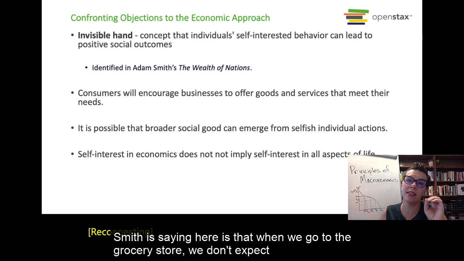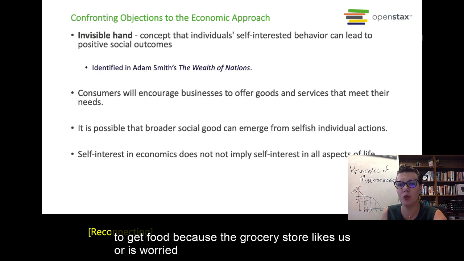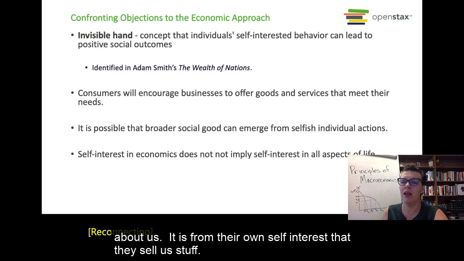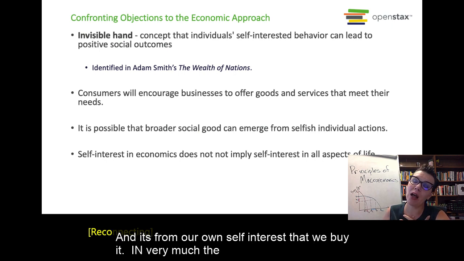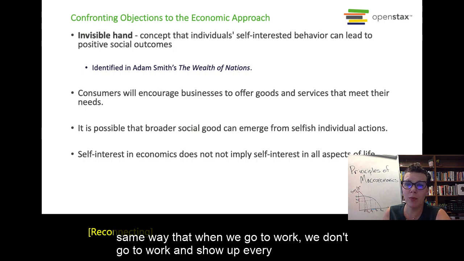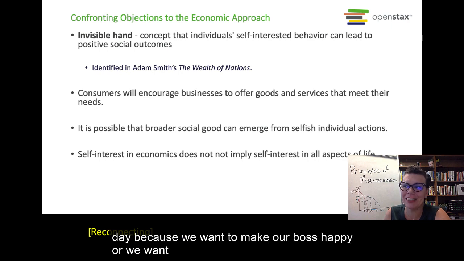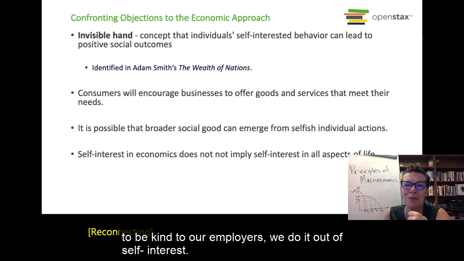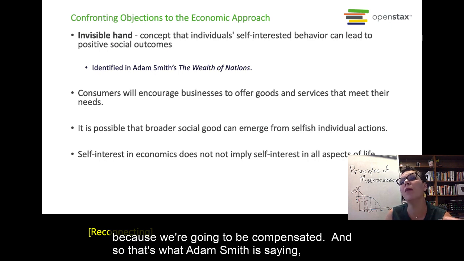What Adam Smith is saying here is that when we go to the grocery store, we don't expect to get food because the grocery store likes us or is worried about us. It's from their own self-interest that they sell us stuff. And it's from our own self-interest that we buy it. In very much the same way, when we go to work, we don't show up every day because we want to make our boss happy or be kind to our employers. We do it out of self-interest because we're going to be compensated.